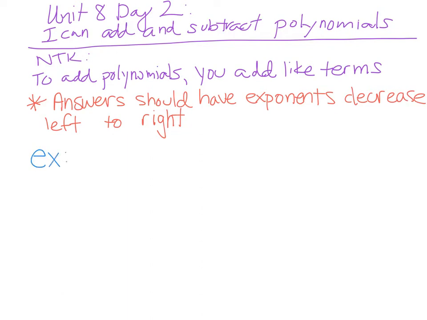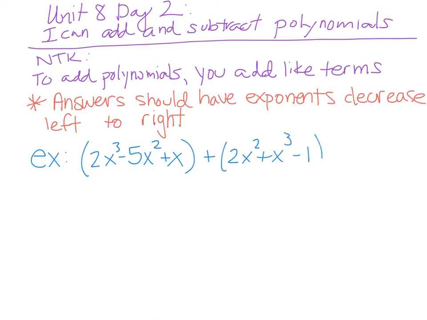Example 1. Let's say we have 2x to the third minus 5x squared plus x. Okay, so there's one polynomial. And to that, we are going to add the polynomial 2x squared plus x cubed minus 1. Right off the bat, I'm noticing this second polynomial isn't written correctly. But the ultimate idea here: add like terms.